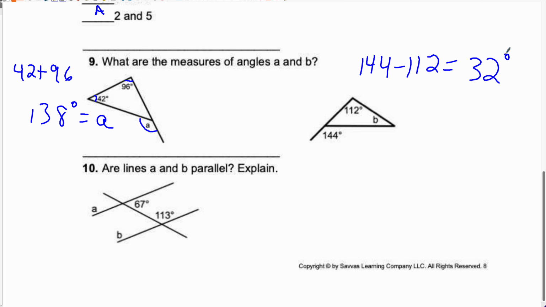Supplementary, which means they should add up to 180 degrees. So we need to check and see if they add up to 180 degrees. Is 67 plus 113? What does that equal? 180 degrees. If it adds up to 180 degrees, that means they are supplementary. If they are supplementary, what does that tell us about our lines? They've got to be parallel. The lines have to be parallel to make supplementary angles there. If the lines aren't parallel, they can't make supplementary angles. Okay?